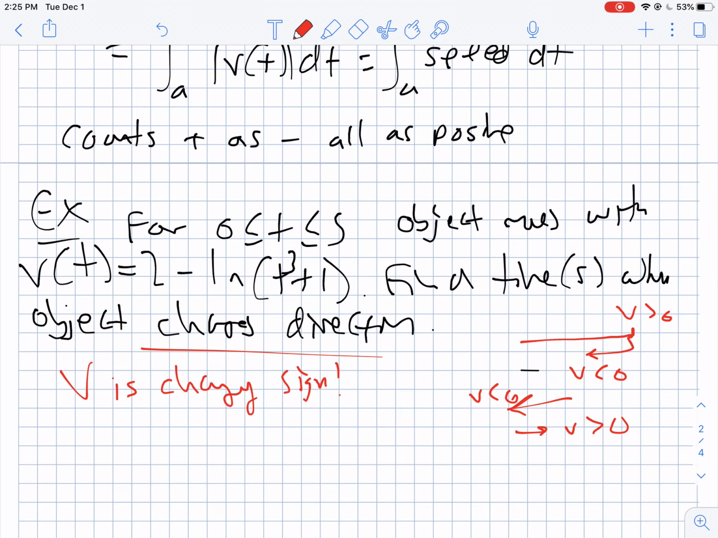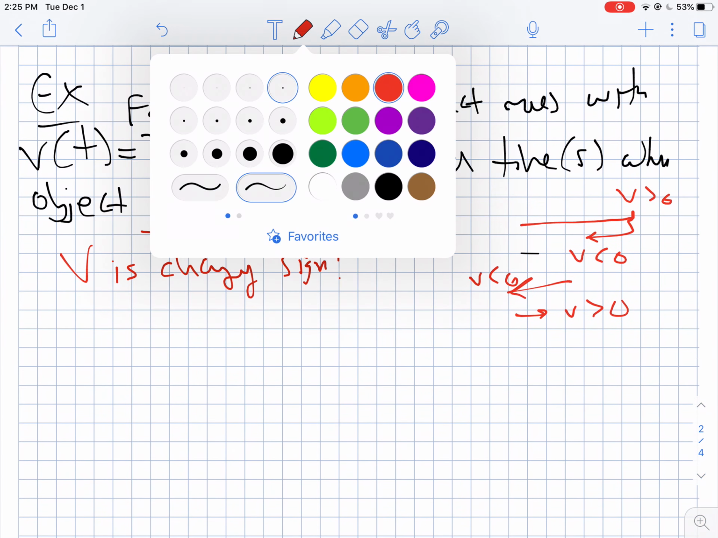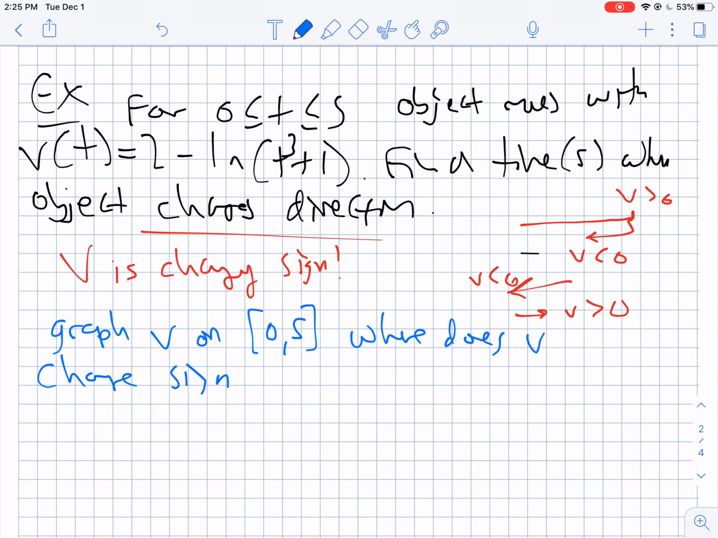Okay. So what that looks like on this, well, I forgot to tell you this was a calculator problem. So what you're going to do here is graph v on the interval 0 to 5 and ask, where does v change sign? So where do you go from a positive to a negative value? Anyway, you'll graph this, of course, and the graph looks like this. On the interval 0 to 5, it goes up and goes something like that.